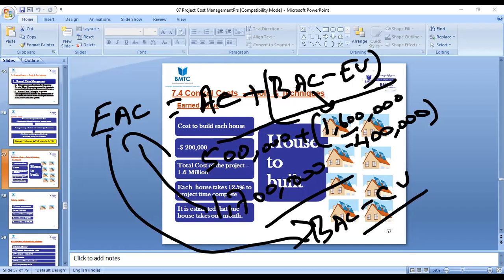Use your mobile calculators. What is our BAC? 1.6 million, right? Okay. What is our CV? What is the formula for CV? Earned value minus actual cost, cost variance equals EV minus AC. So what is the value going to get? 400,000 minus 500,000, you'll be getting minus 100,000, right or wrong? Again 1.6 million minus minus 100,000. So what is the answer? Minus minus becomes plus, right? 1.7 million.